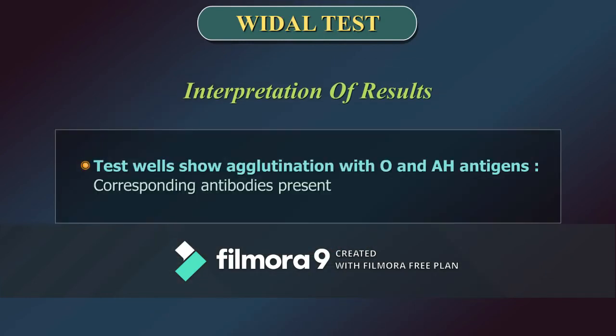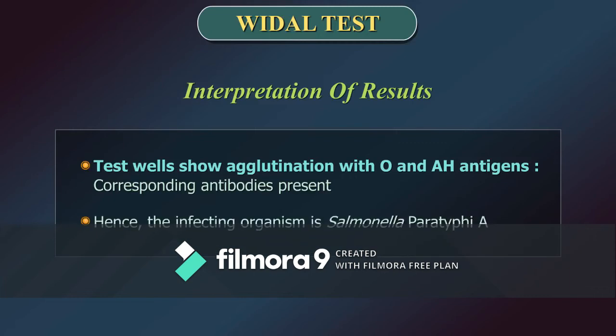As the test wells show agglutination with O and AH antigens, the corresponding antibodies, namely Salmonella paratyphi O and H antibodies, are present in the patient's serum. Hence, the infecting organism is Salmonella paratyphi A.